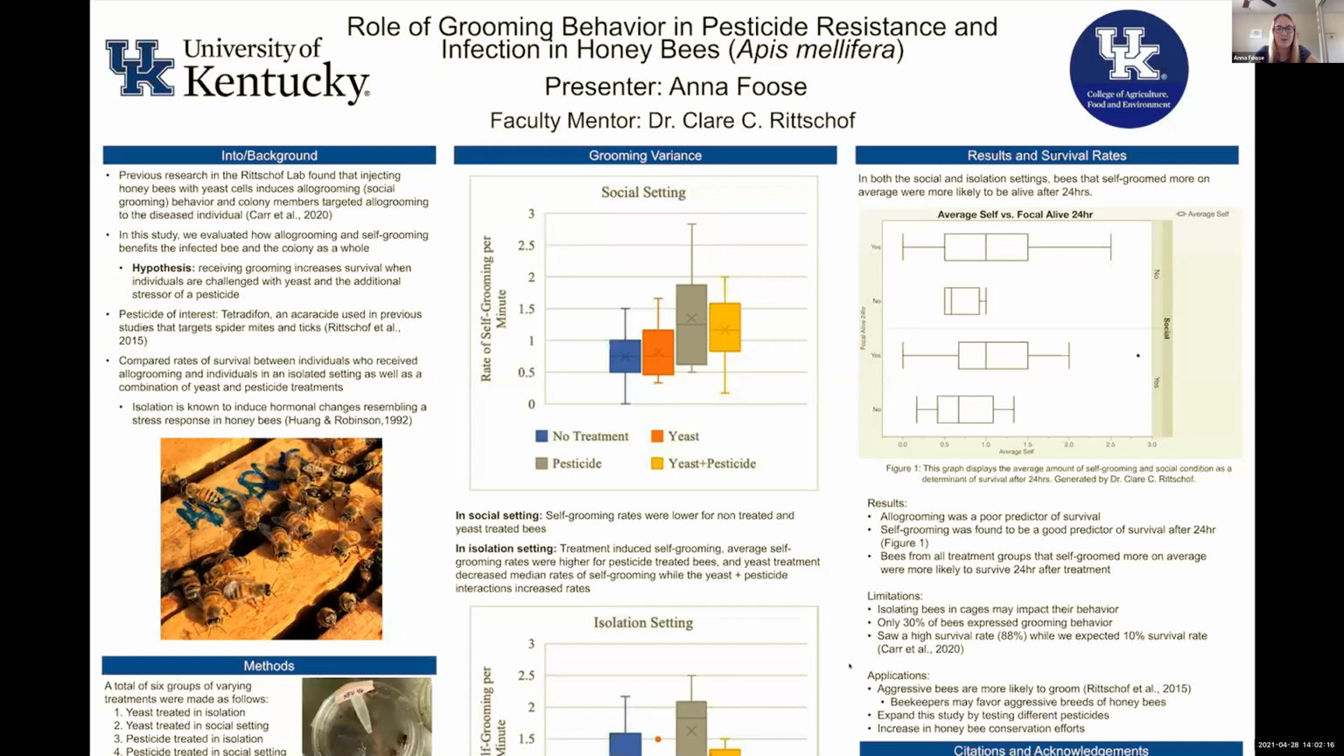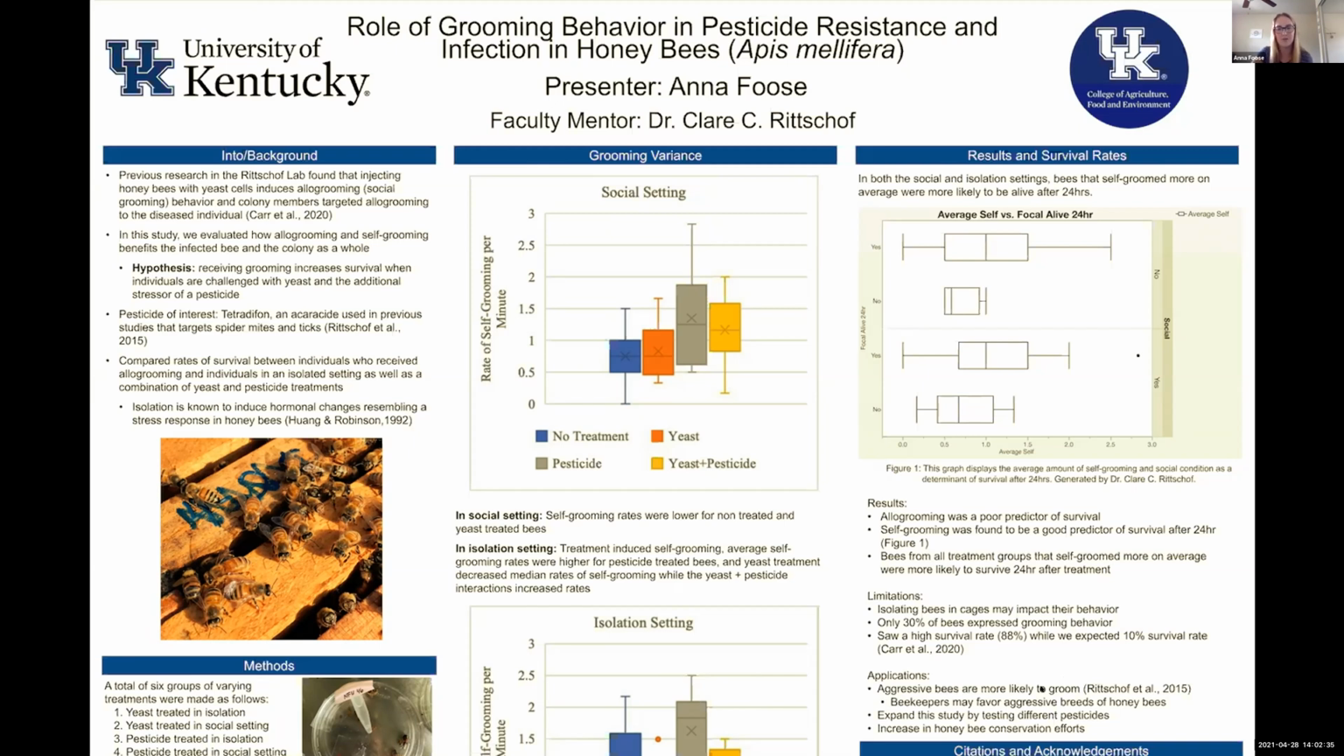And there are many applications to this research. The biggest takeaway was that beekeepers may want to favor aggressive breeds of honeybees, because previous research has found that aggressive bees are actually more likely to groom in general.